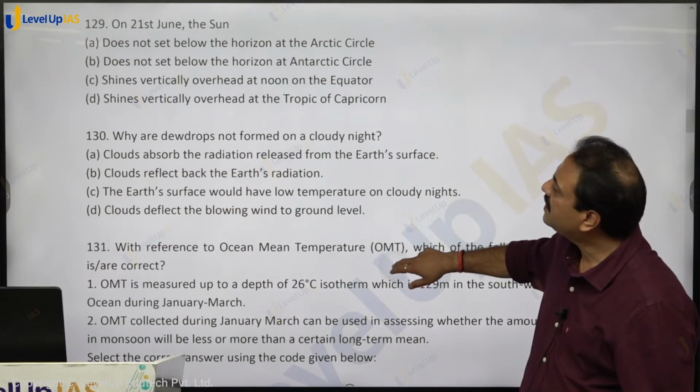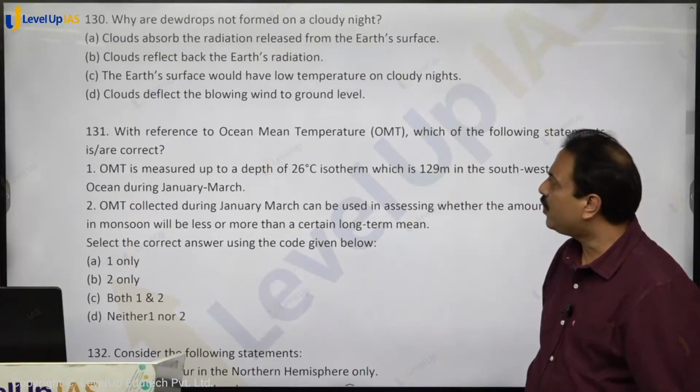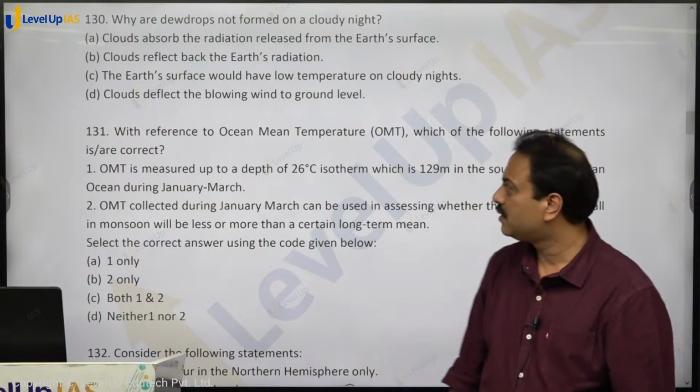So answer is A. Does not set below the horizon at Arctic Circle. Why are dewdrops not formed on cloudy nights?